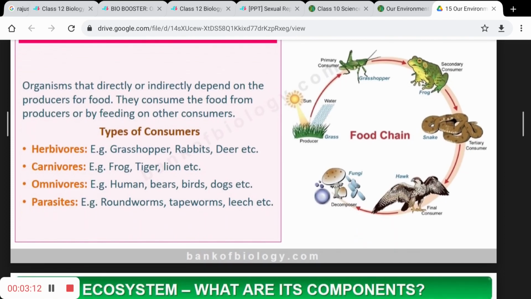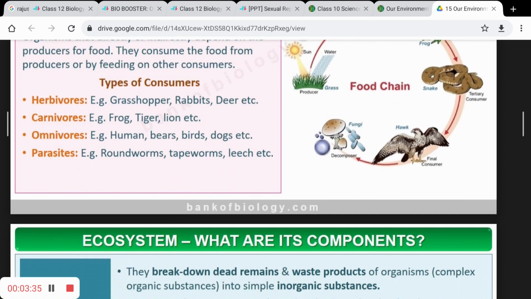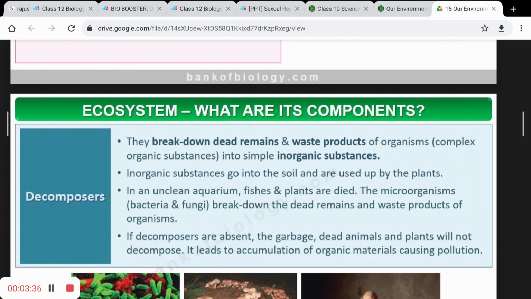Next, the producers help the consumers. They give food to the consumers. They are the food resources. For example, consumers can be divided into four: herbivorous, carnivorous, omnivorous, parasites. We can also say primary consumer, secondary consumer, tertiary consumer. So the consumers are fed by the plants.